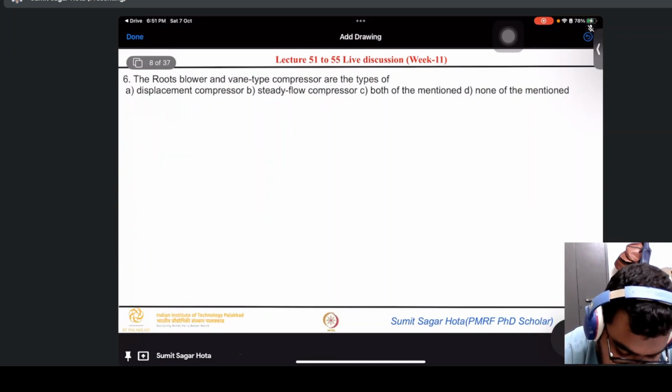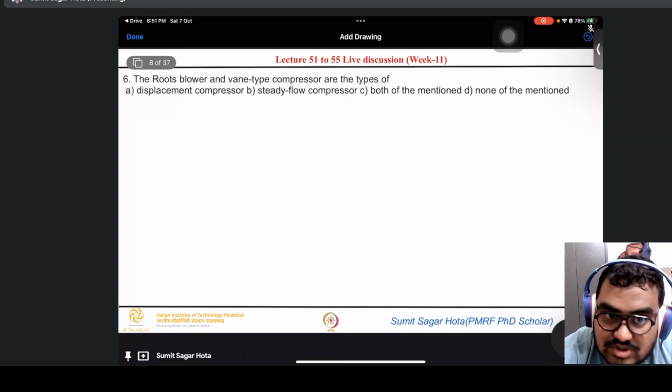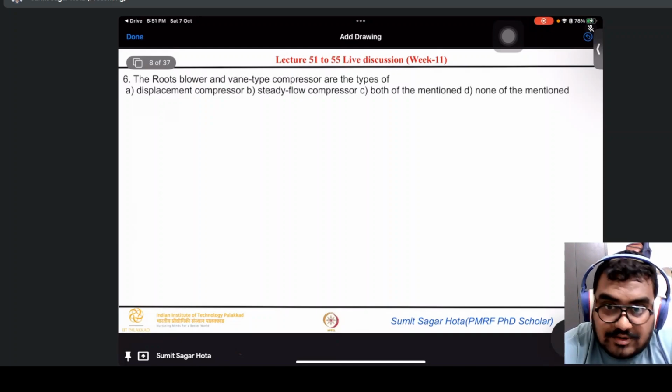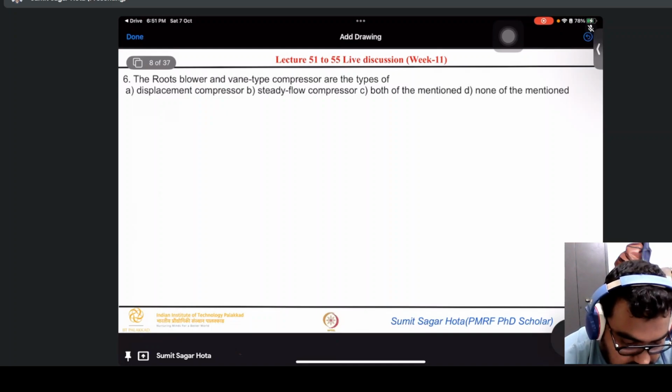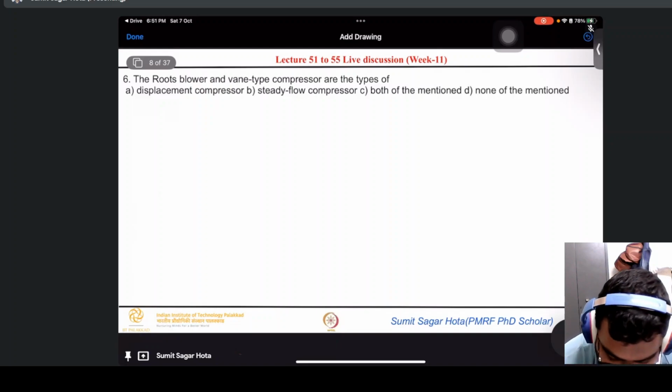The roots blower and vane type compressor are the types of dash. Displacement compressor, steady flow compressor, both of the mentioned, and none of the mentioned. Root blower and vane type compressor, there are two examples given.